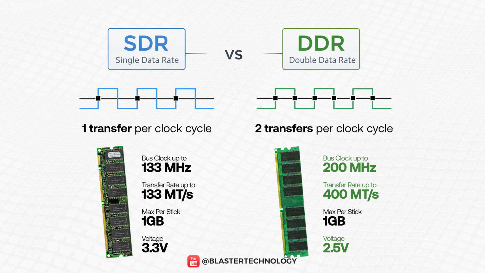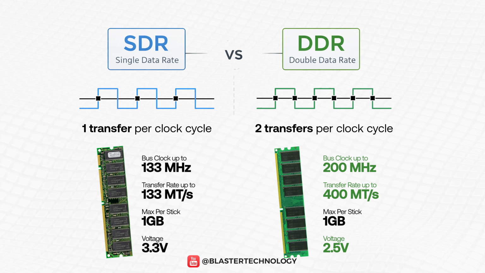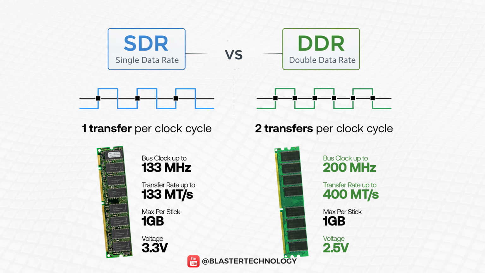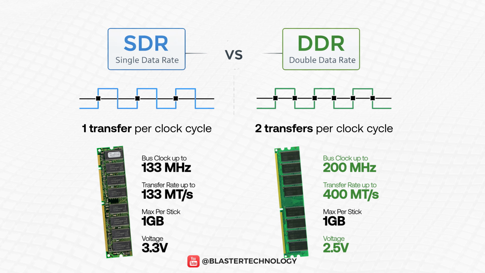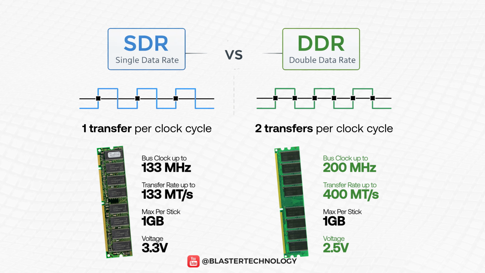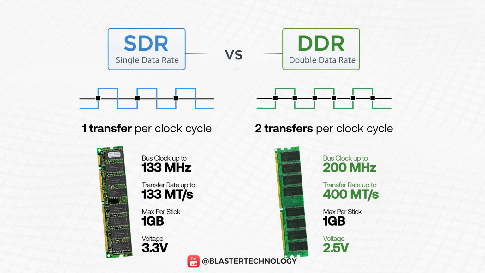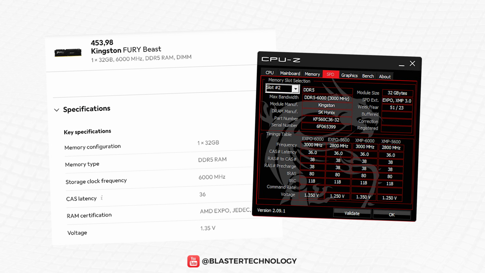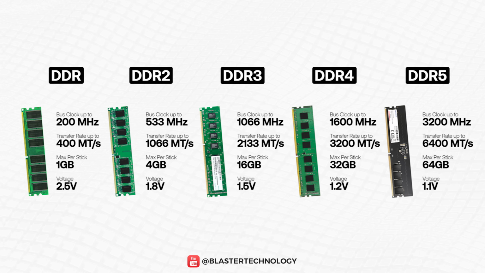With older SD-RAM memory, the frequency and the data rate were the same because data was transferred only once per clock cycle. And, as mentioned earlier in the video, with the introduction of DDR memory, data is transferred on both the rising and the falling edge of the clock signal, which effectively doubles the data rate. So when you see a memory kit advertised at 6000 MHz, it is actually running at a real clock frequency of around 3000 MHz.